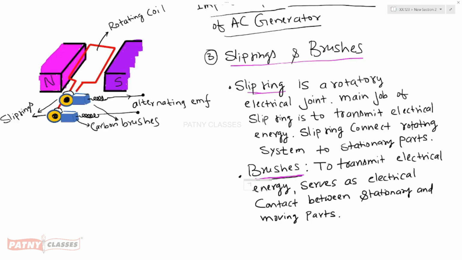The next important part of AC generator is slip rings and brushes. Slip ring is a rotary electrical joint. The main job of the slip ring is to transmit electrical energy. Slip rings connect the rotating system to stationary parts, and brushes serve as the electrical contact between stationary and moving parts to transmit electrical energy.